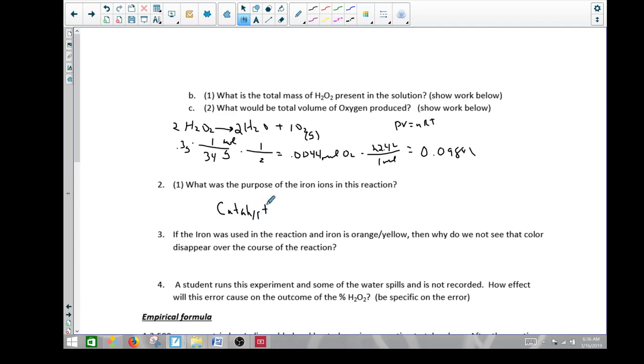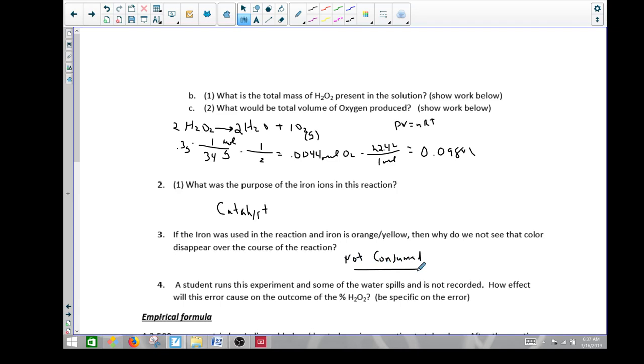All right, in this reaction we used iron ions, and that kickstarted the reaction, so it is a catalyst. If the iron was used in the reaction, and iron is orange and yellow, why do we not see that color disappear over the course of the reaction? It's because catalysts are not consumed in the reaction. They're there in the beginning and they're there in the end.